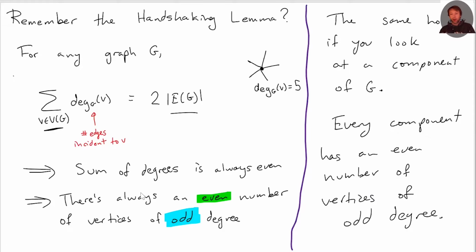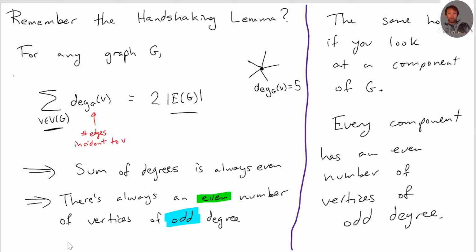And as a consequence of this, we know that if I add up the degrees in a graph, it always has to be an even number, right? Because two times the number of edges is an even number. Two times anything is an even number. And that also implies that there's always an even number of vertices of odd degree, right? Because if I had an odd number of vertices of odd degree and the rest of them had even degree, that means the sum of the degrees would be odd.